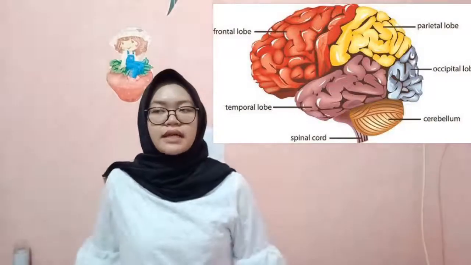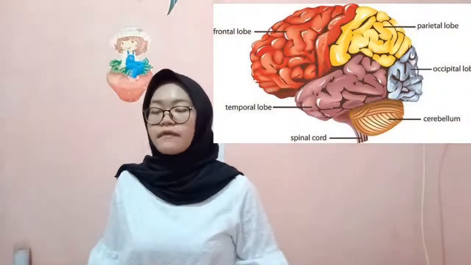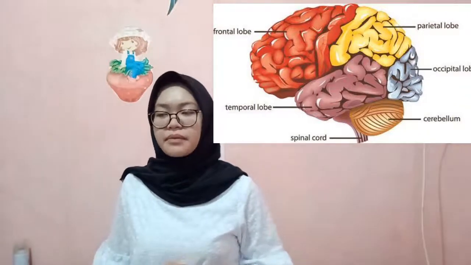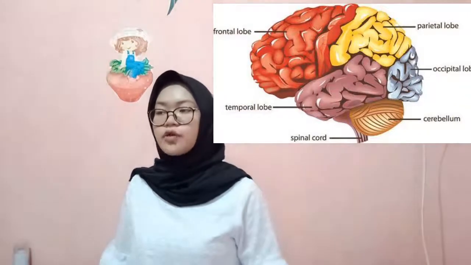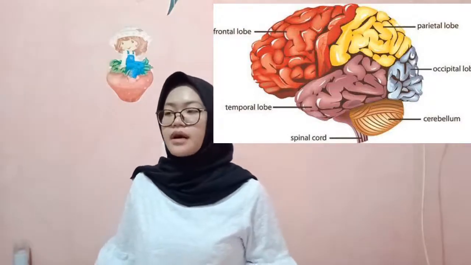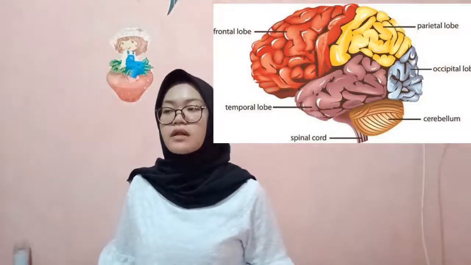Attention please. Okay, so between the two inner membranes, there is cerebrospinal fluid that functions as a brain cushion that protects against collisions with our skull bones. Okay, for the last slide, it's about the parts of the brain. There are four parts in the brain: the frontal lobe, cerebrum, midbrain, and also the small brain.